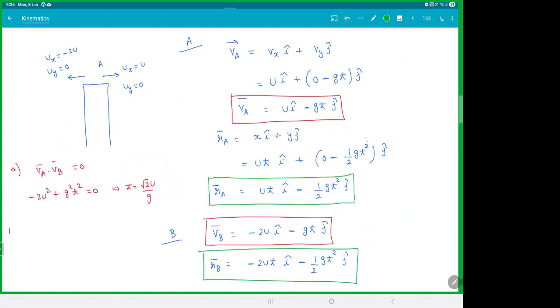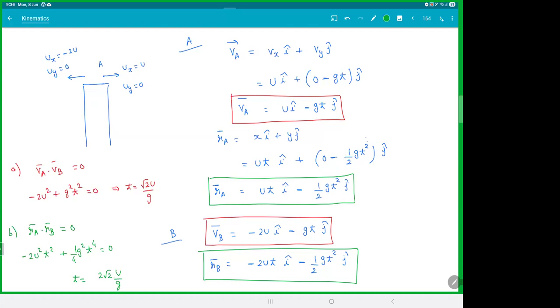The second one, displacement: RA bar dot RB bar. Same story, you can do this. This would be minus 2u square t square plus 1 by 4 g square t power 4. This would be 2 root 2 u by g. You get the double of this. Please check.